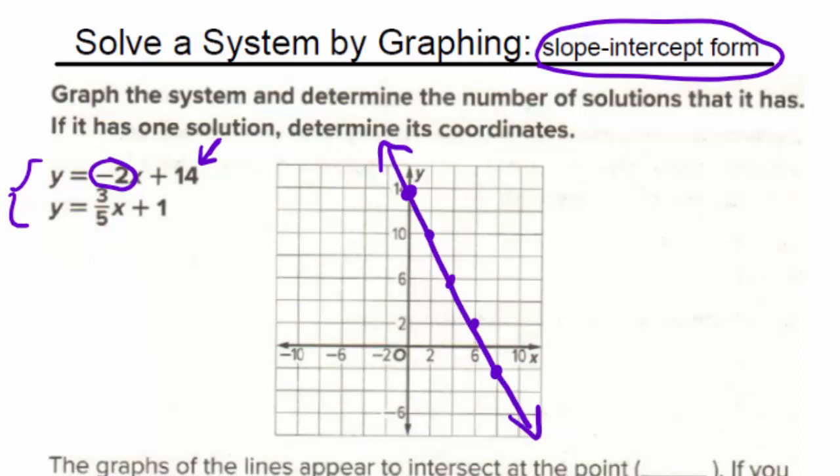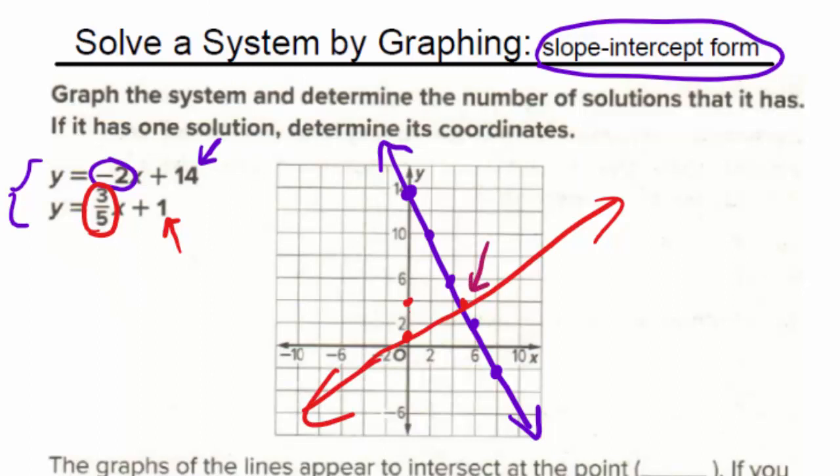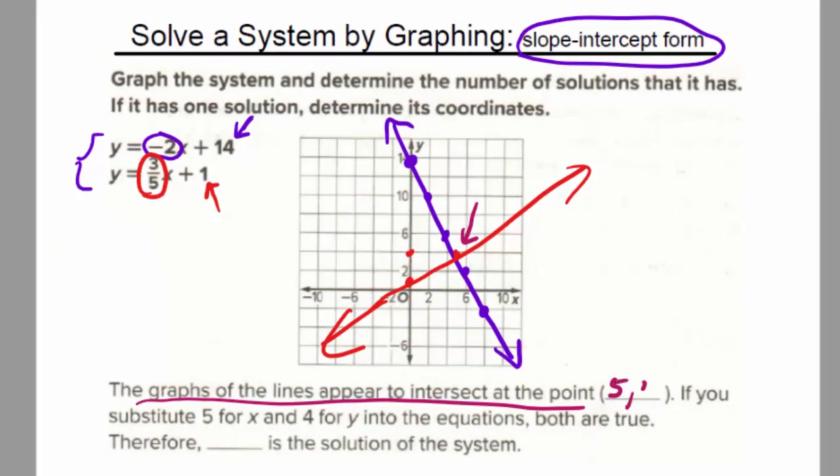I'll do the second one in red. This one has a y-intercept of 1, that's going to be about halfway between, and has a slope of 3/5, so up 3 would be about right here on the 4, and then over 5 would be halfway between the 4 and the 6. And that's good enough to draw my line. I don't really care where the rest of the dots are, because the solution is going to be right here where they cross. The lines appear to intersect at the point, and that looks like 5, 4.